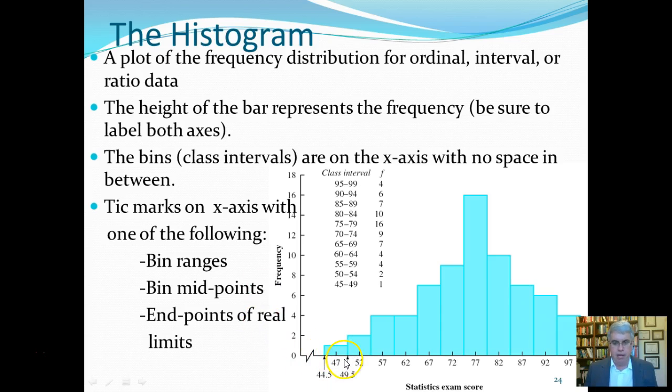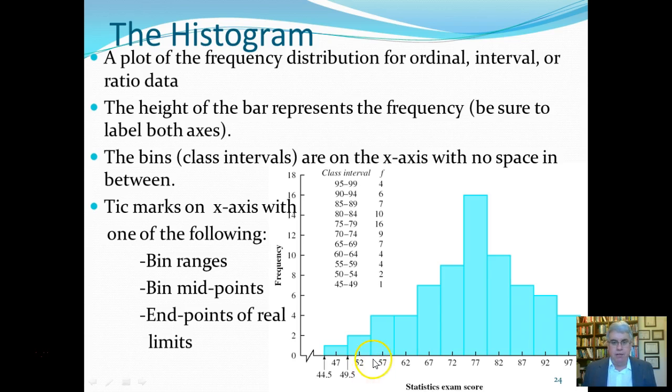Each bin is represented by a bar, but there's no space in between them. And that's the big difference between a histogram and a bar chart: the histogram doesn't have space between the bars. And it's really important that we label the x-axis correctly. There's a number of ways that we can label the x-axis on histograms.